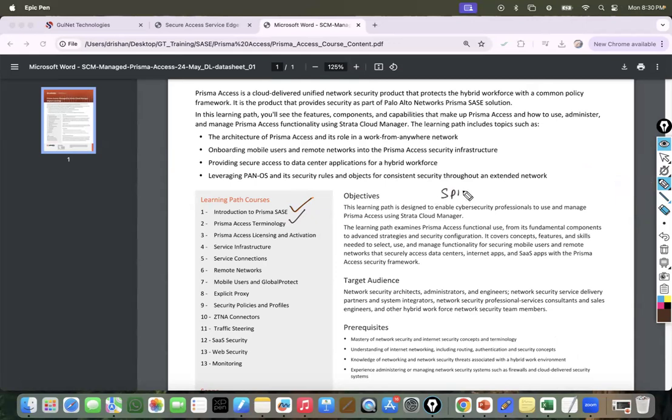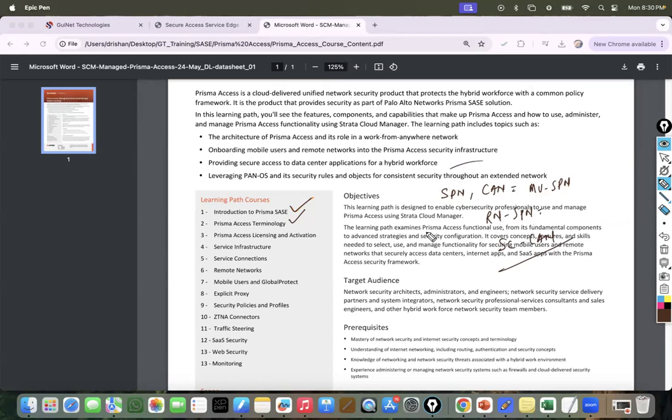We have the SPN, right? That is known as security processing node. We have the CAN, right? That is corporate network access. We have the MU-SPN, right? That is the mobile user security processing node. We have the RN-SPN, right? That is known as remote network security processing node. And we have the SC-CAN. Similarly, that is the service connection corporate access node.